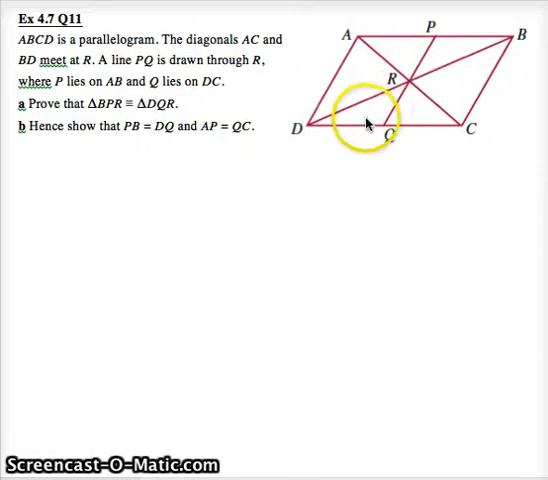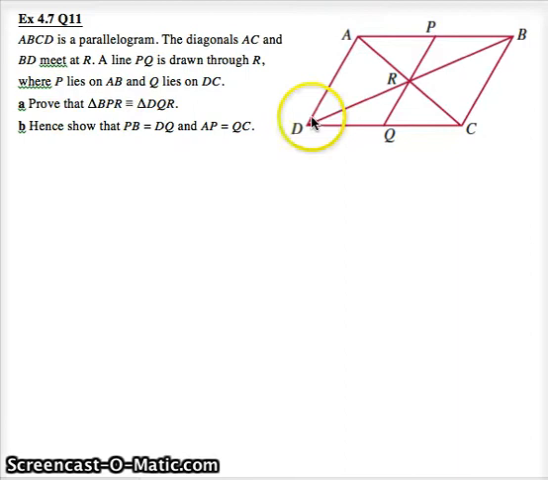And a line PQ, so this line here, is drawn through R, where P lies on AB and Q lies on DC. Now, the first part of the question is that we have to prove that triangle BPR is congruent to triangle DQR. Now, working with the fact that we have a parallelogram, we can use properties of a parallelogram to prove this.